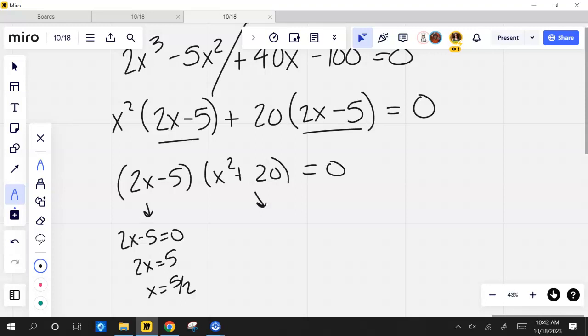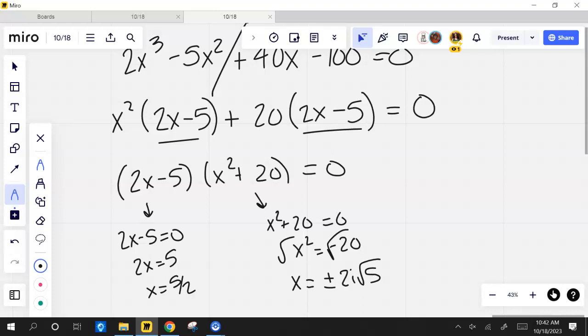And then for this one, x squared plus 20 equals 0. So x squared is negative 20. Square root on both of them. Remember that plus or minus every time I take a square root. 2i, 4 and 5, I can split up.